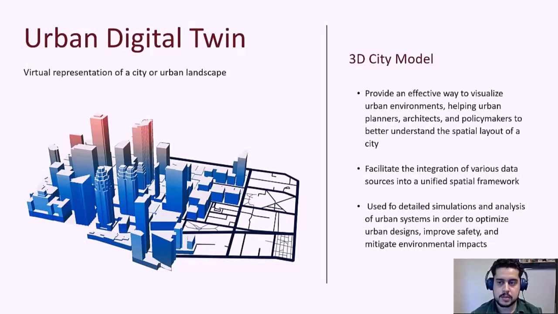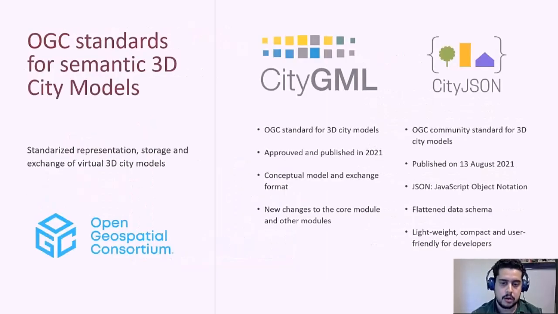So urban digital twins are virtual representations of cities and urban landscapes, and the technological backbone of these digital twins are 3D city models that represent different city objects like buildings and transportation networks, including also road networks. So the main OGC standards for 3D city models are CityGML and CityJSON. CityGML is a conceptual model and exchange format that standardizes the representation, storage, and exchange of these models. And CityJSON is a JSON encoding of CityGML, which is more lightweight, compact, and user-friendly for developers.